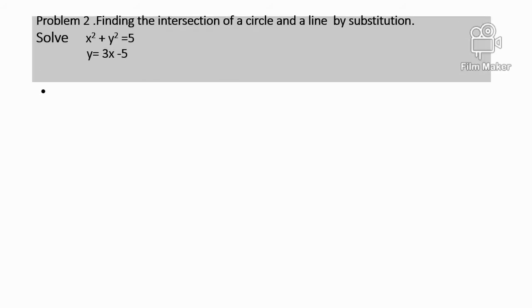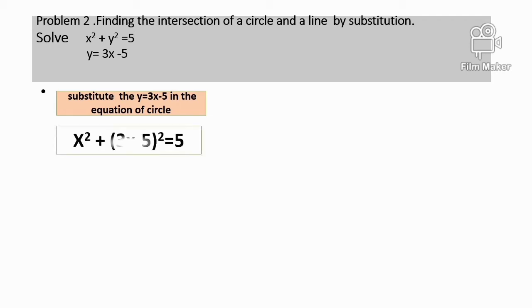Problem number 2. Find the intersection of a circle and a line by substitution. So, x squared plus y squared equals 5. Then y equals 3x minus 5. Substitute y equals 3x minus 5 in the equation of the circle. So x squared plus (3x minus 5) squared equals 5.